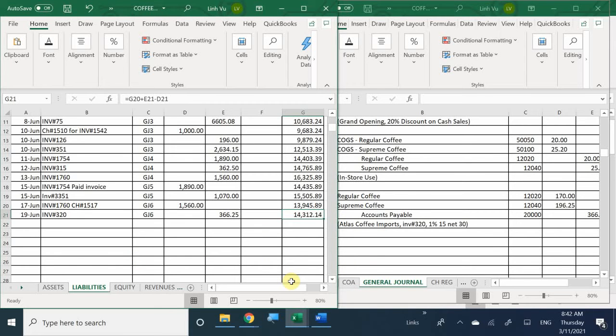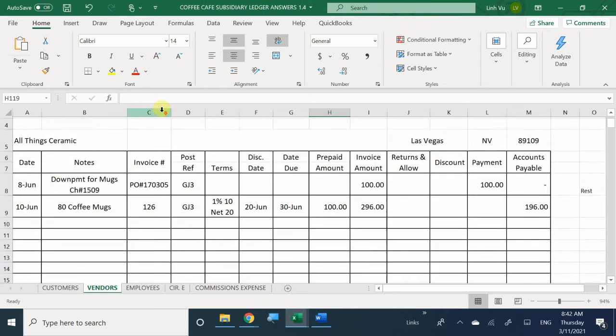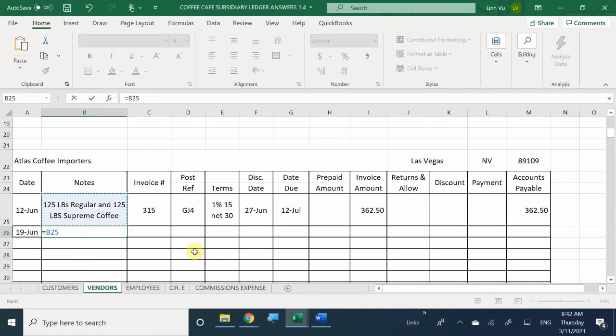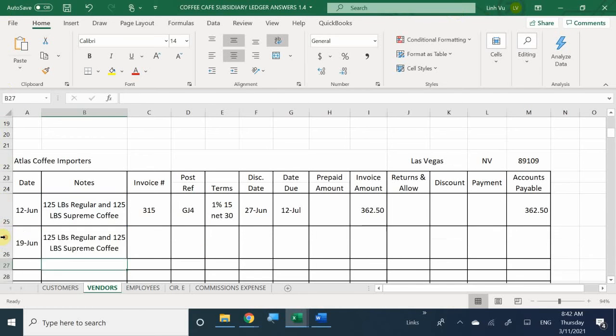Okay. Good. What's next? Subsidiary. We're going to go find Atlas Coffee. Here. Okay. What am I going to put here? 125 pounds regular coffee. Yep. Exactly what we wrote at the very top, except what's my invoice number? 320. Yep, 6. What are my terms? 1% 15, net 30. Good.